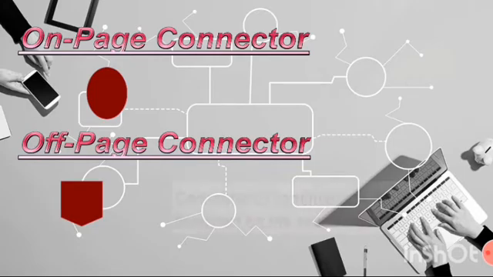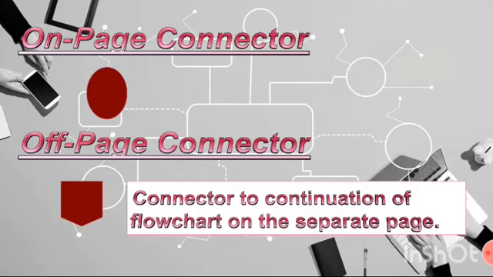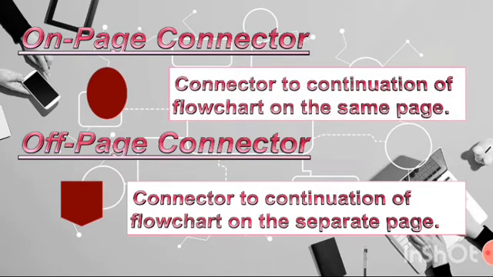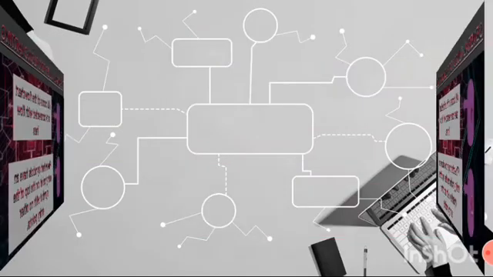On-page connector. It is a connector to the continuation of a flowchart which is on the same page. Off-page connector. It is the opposite of the on-page connector because it's a continuation of a flowchart on a separate page.